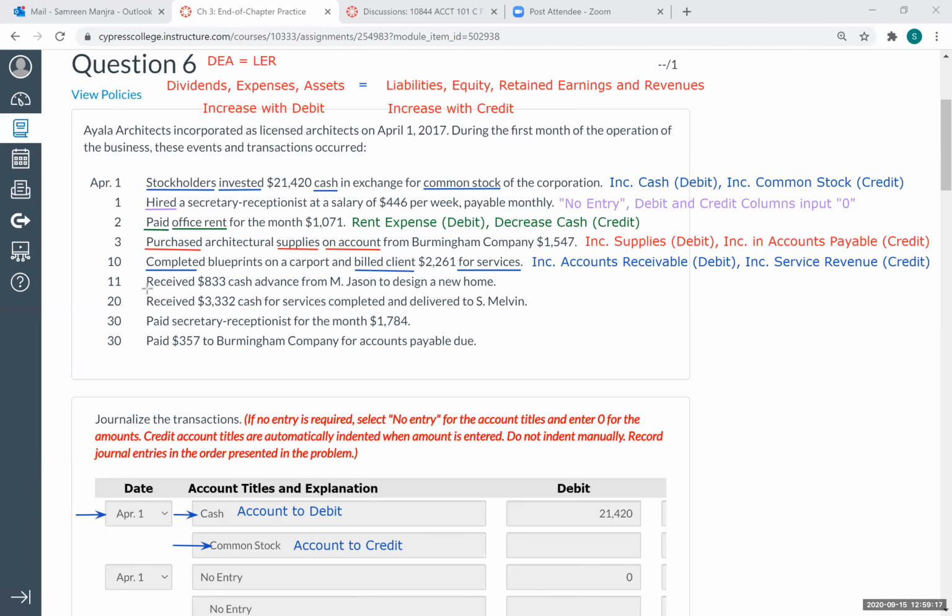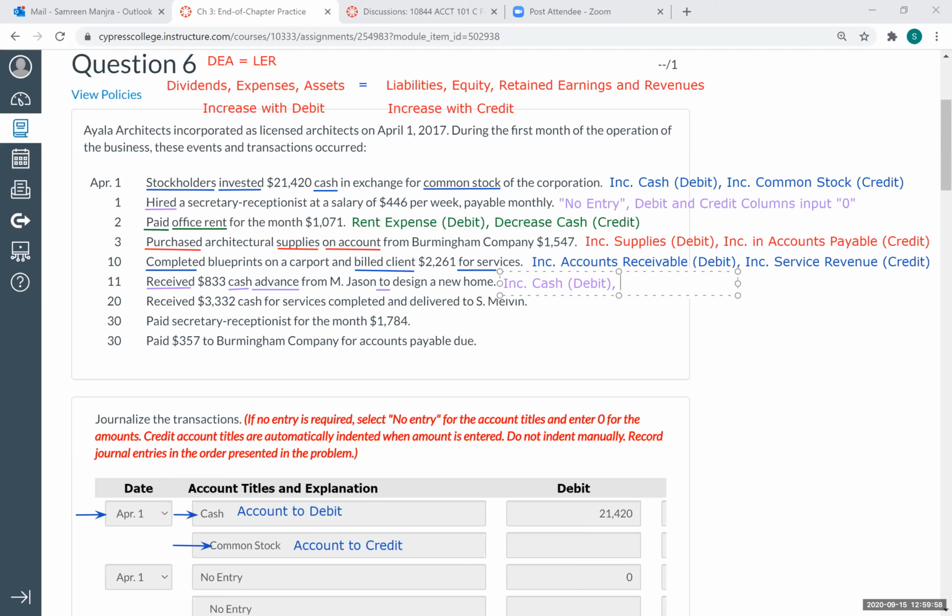In our next example, on April 11th, we received cash, but we received that cash in advance from M. Jason to design a new home. So it seems that we are receiving a cash advance, a deposit from our customer, and the reason for the deposit is to design a new home. So I know that I'm going to have an increase in cash, which is an asset account. So that will have a corresponding debit.